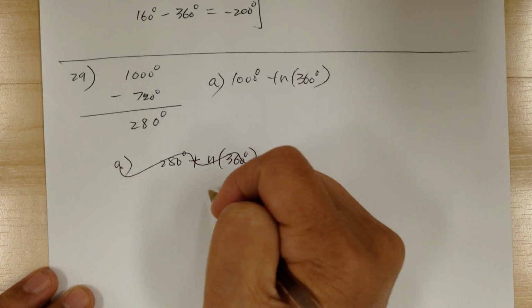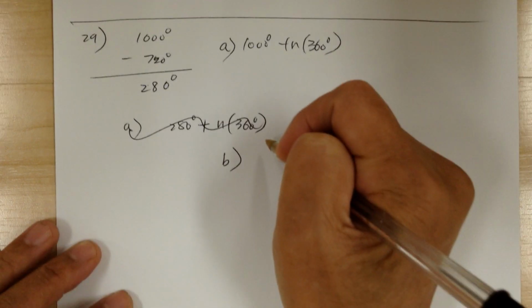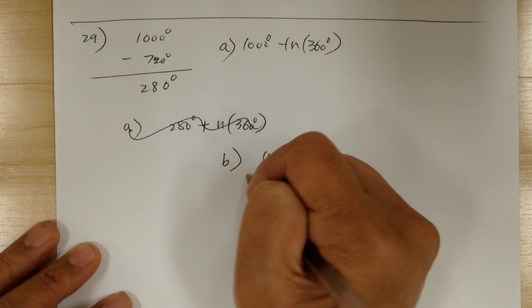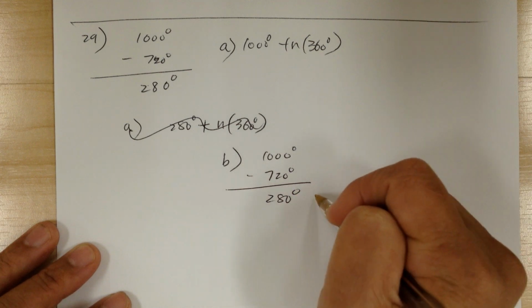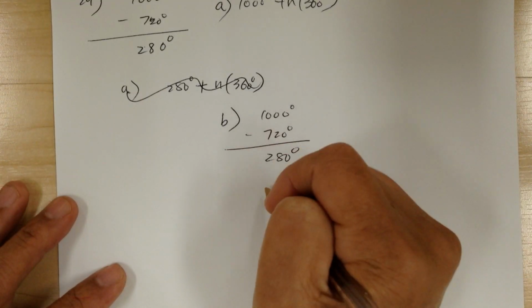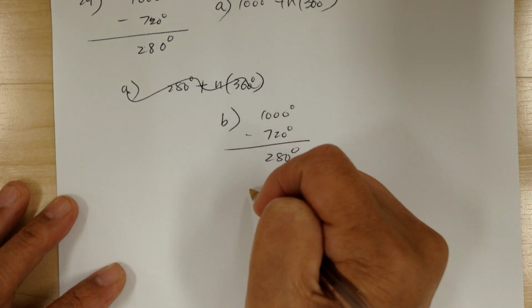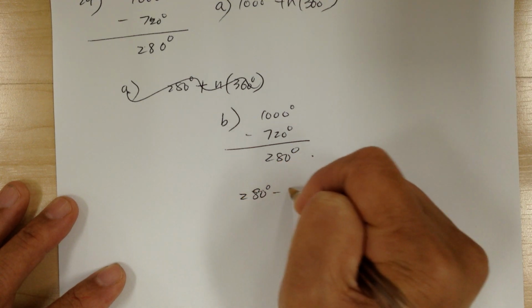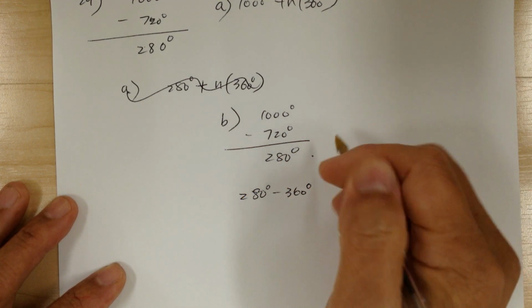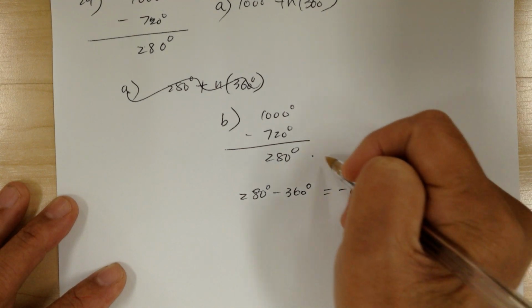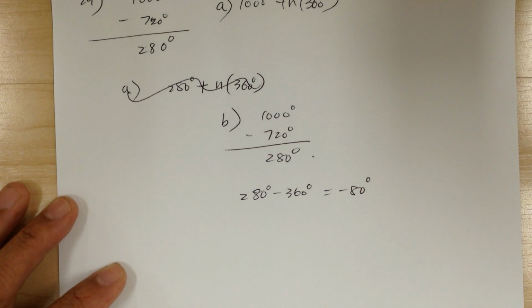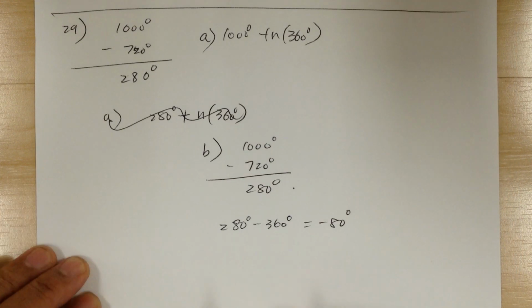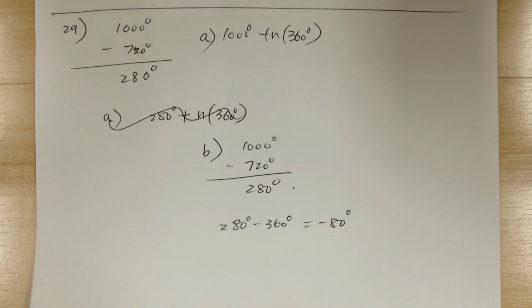But the part B would be just 1,000. You just minus 2 circles, okay? And it will give you 280 degrees. So that's your positive. Then if you minus again, this will give you negative 80. Okay? So these are your 2 answers, positive and negative coterminal angles. Okay. Let's go to the next one.